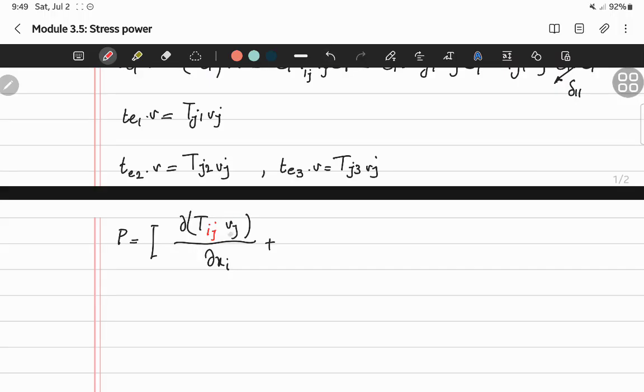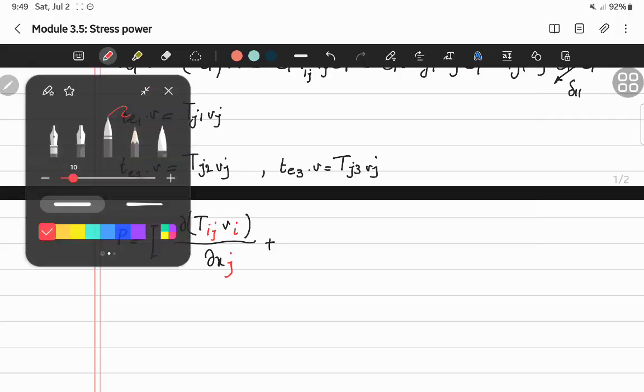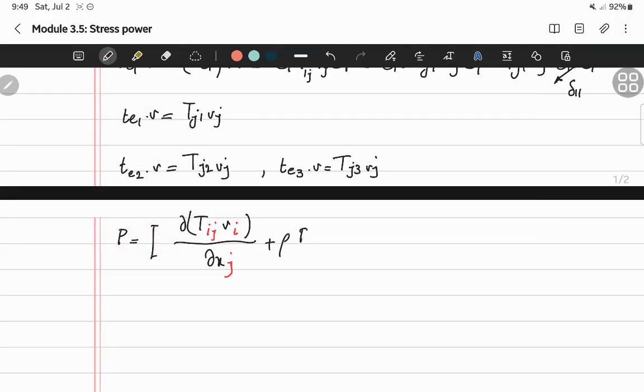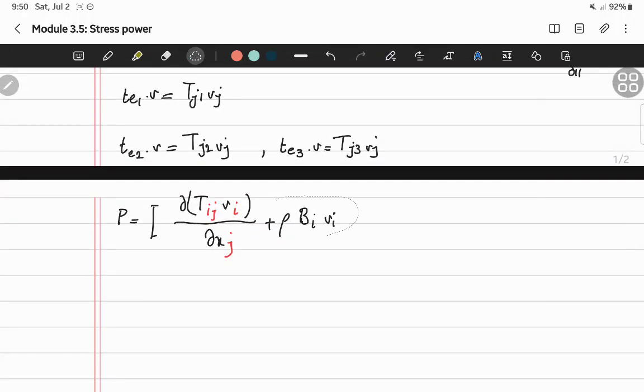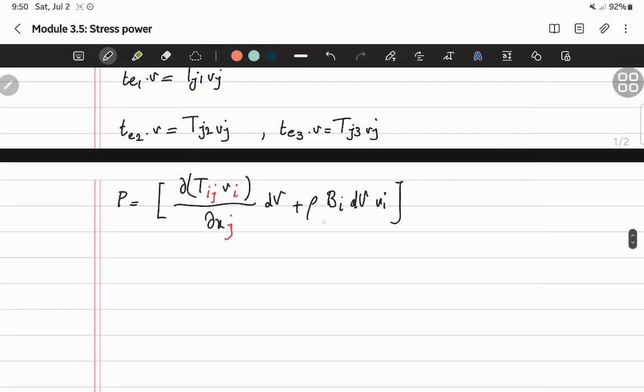So this gets v, and then we have i, and this became j. Next we have rho bi, and here we have vi in here. And remember here we have dv. I just got this. So we have dv, or maybe I can keep this. Then we have dv, then we have vi. So this is P basically, and we have vi in here and vi in here, all right?